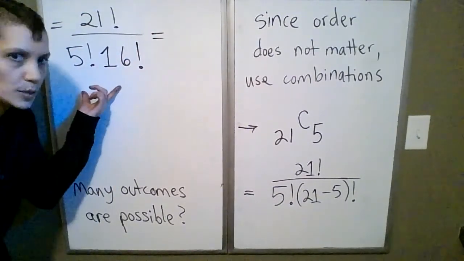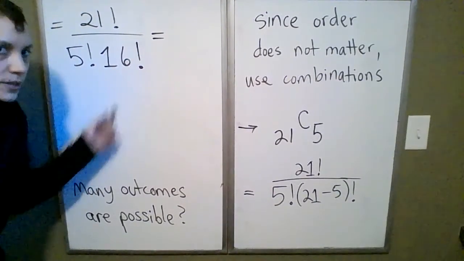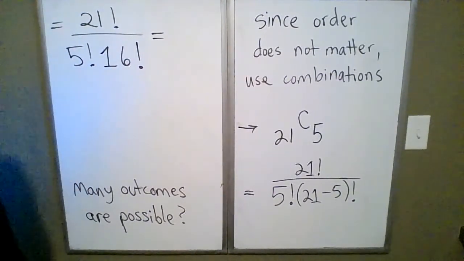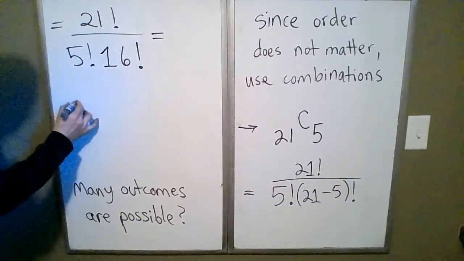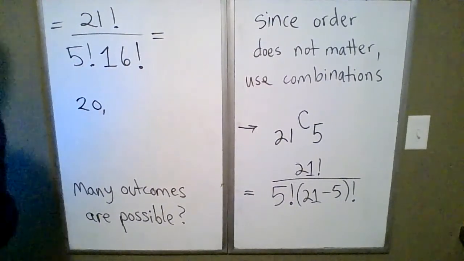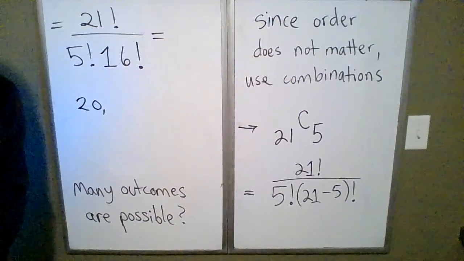Which at this point I could, and I think I did, type it into Desmos, and then I got this result of 20,349.